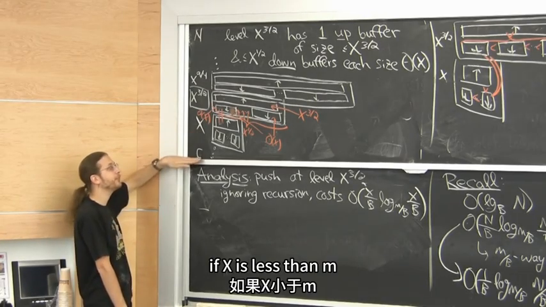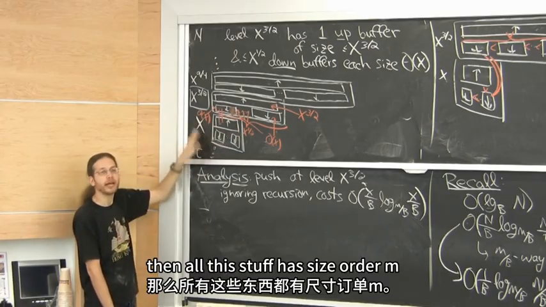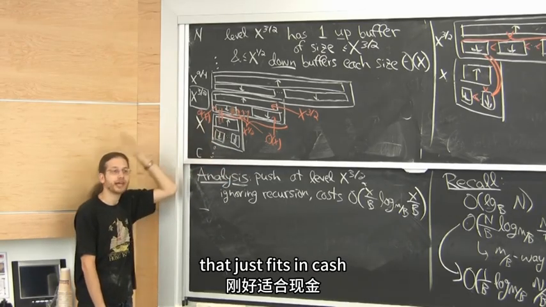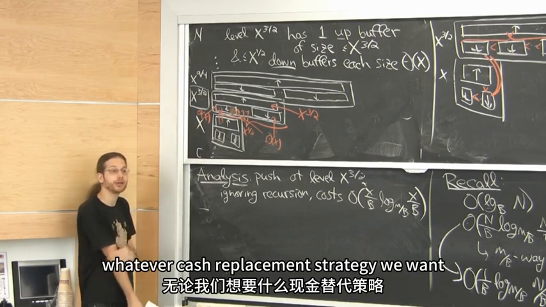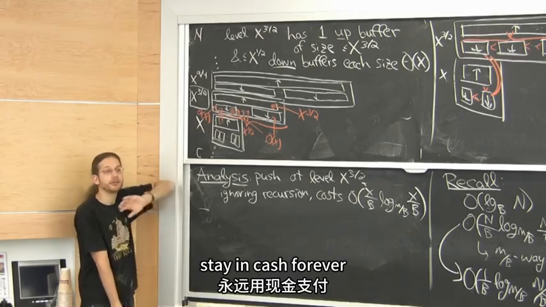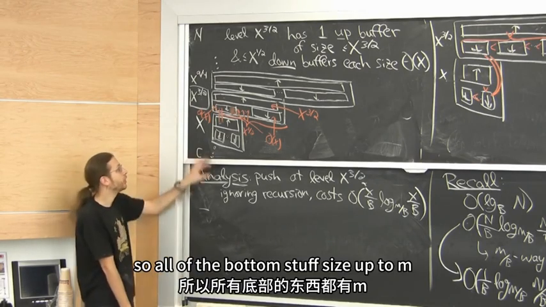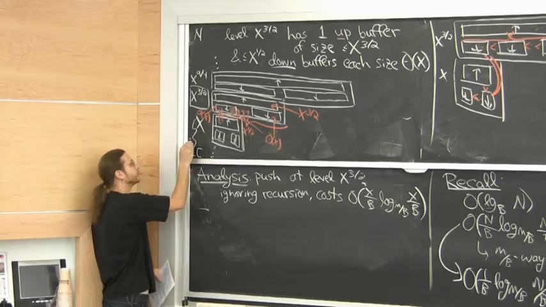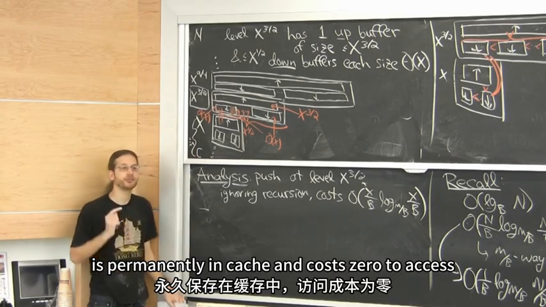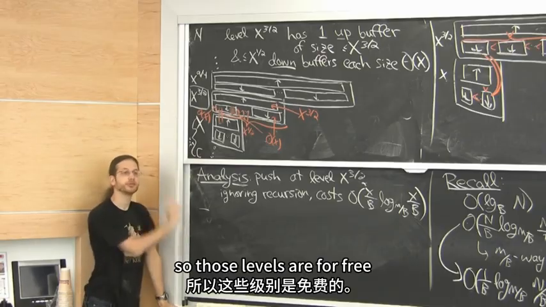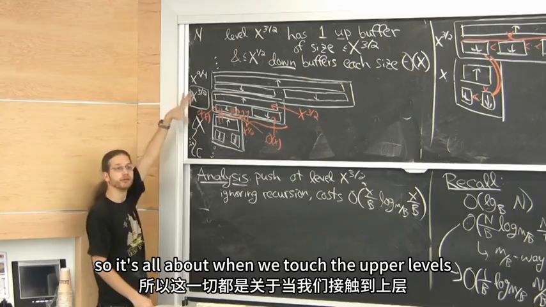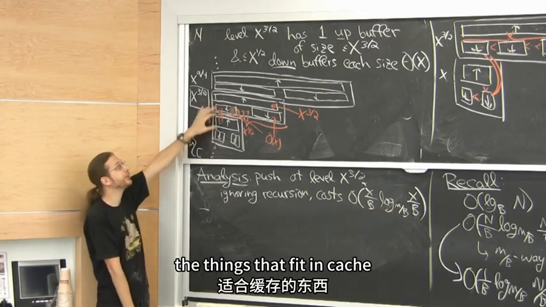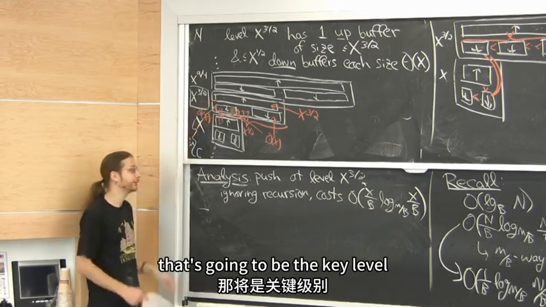If x is less than M, then all this stuff has size order M, and so by redefining what M is by a constant factor, that just fits in cache, and because we can assume whatever cache replacement strategy we want, assume that these things stay in cache forever. So all of the bottom stuff, size up to M, is permanently in cache and costs 0 to access. So those levels are for free. So it's all about when we touch the upper levels. And really, the most important level will be the transition from the things that fit in cache to the next level up that does not fit in cache. That's going to be the key level.